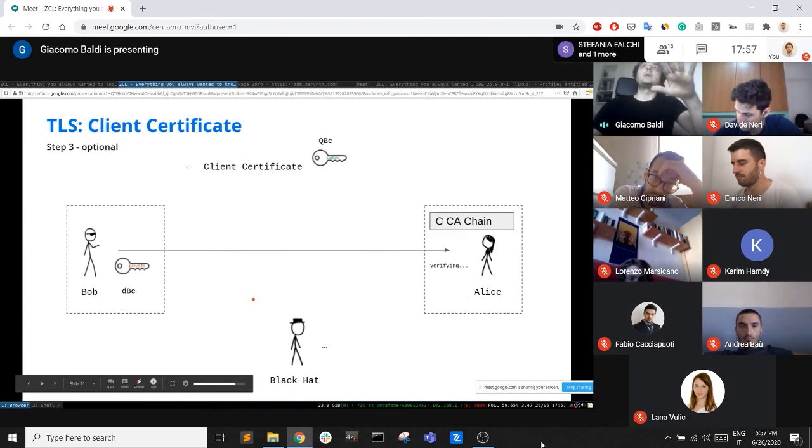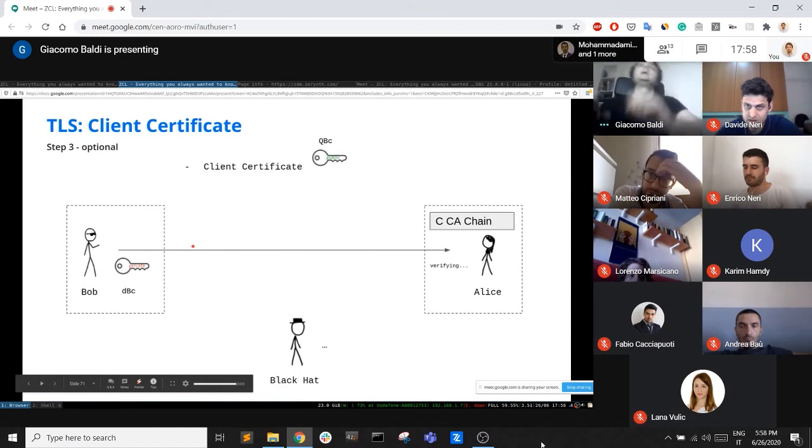Step 3, optional. It also works the other way around. Now, Alice could ask Bob a certificate to prove that Bob is Bob. Okay? This step is optional. When you connect to google.com, this step is not there. But when you connect to our repository, this step is there, because if you don't have the Zerynth certificate for the internal stuff in your web browser, you cannot access it.